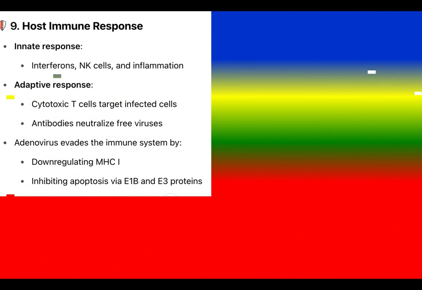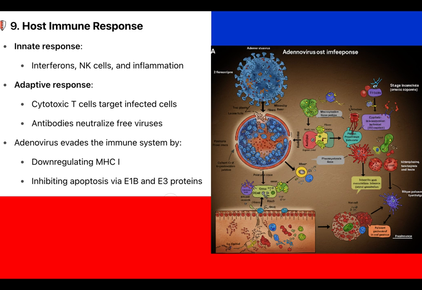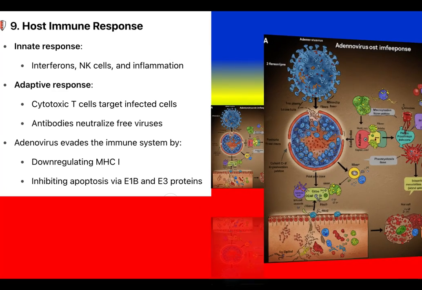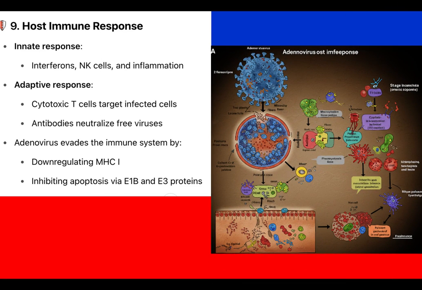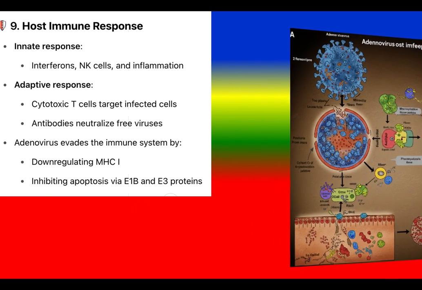9. Host immune response. Innate response: interferons, NK cells, and inflammation. Adaptive response: cytotoxic T cells target infected cells. Antibodies neutralize free viruses. Adenovirus evades the immune system by downregulating MHC I and inhibiting apoptosis via E1B and E3 proteins.